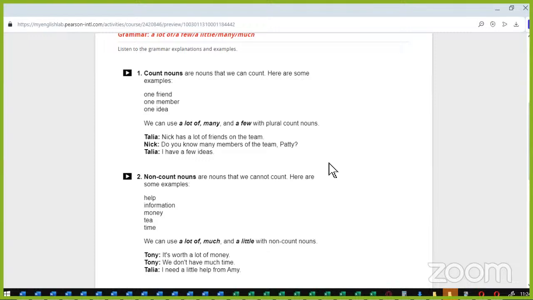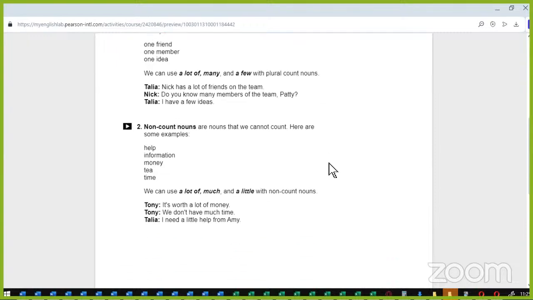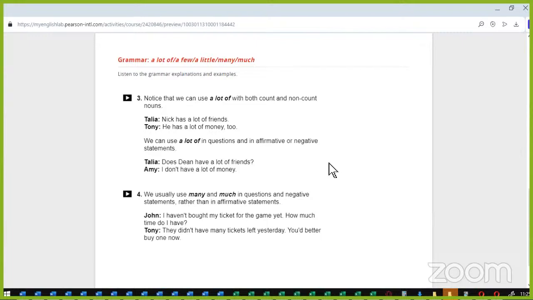Non-count nouns are nouns that we cannot count. Here are some examples. Help, information, money, tea, time. We can use a lot of, much, and a little with non-count nouns. It's worth a lot of money. We don't have much money. I need a little help from Amy. Okay, continue, please.